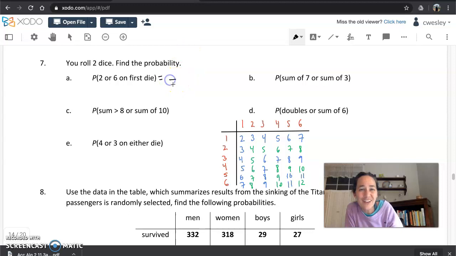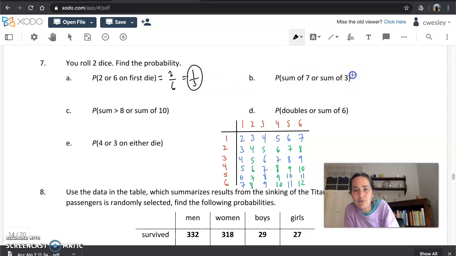On the first die, there's actually only 6 possible outcomes. And getting a 2 or a 6 would be 2 of those outcomes out of 6. You have a 1 in 3 chance that just 1 die lands with a 2 or a 6.